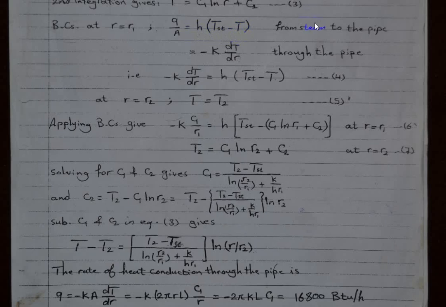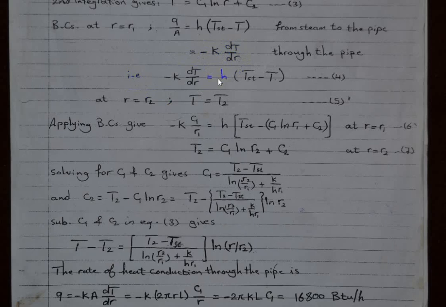We use two equations here: for heat transfer from the steam to the pipe by convection, as well as the heat transfer through the pipe itself, which is considered the standardized equation for conduction heat transfer, Q over A equals minus K dT/dr. dT/dr is the conduction equation. This is the standardized conduction equation.